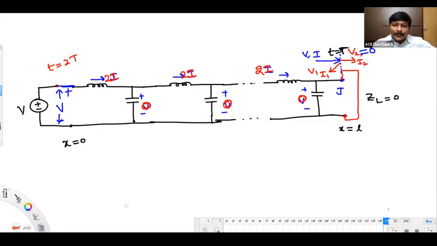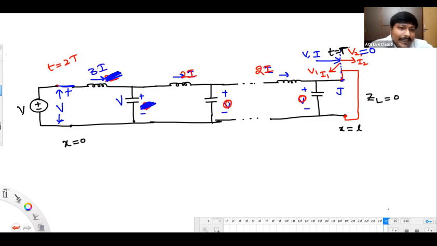Because of the potential gap, what will happen? This inductor is experiencing that potential gap, so the inductor starts further energizing. Already 2i, but even more current will start flowing because of the excessive potential gap. So the inductor current starts increasing continuously, and this capacitor also gains energy because current is flowing in this direction. So this voltage starts increasing.